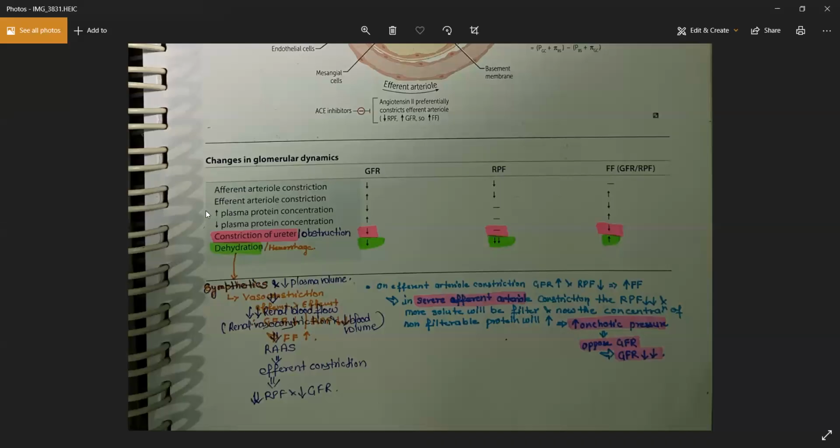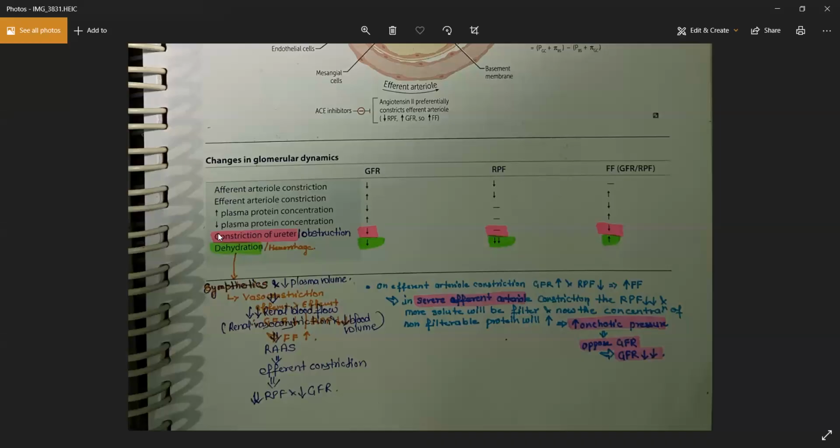Similarly, if you decrease the plasma proteins, that can happen in nephrotic syndrome or a malnutrition case maybe, in that case, you will have an increase in the filtration of all these solutes. You will have an increase in the GFR. With a normal renal plasma flow, you will have an increase in the filtration fraction.